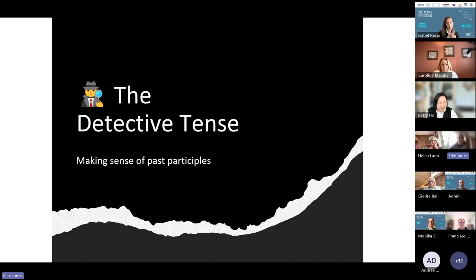Most learners can tell you that the second sentence is correct, but they don't necessarily know why. So I'd like us to work together as grammar detectives and see if we can work it out.